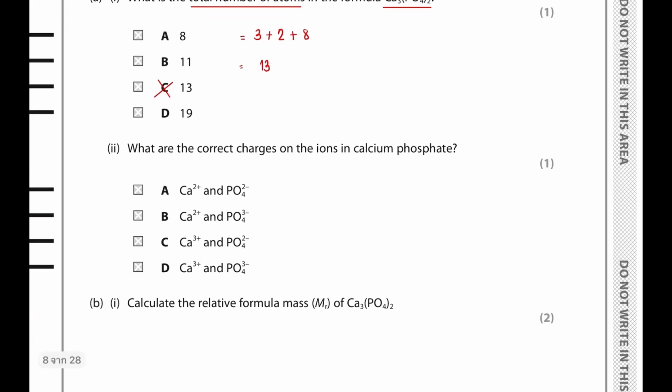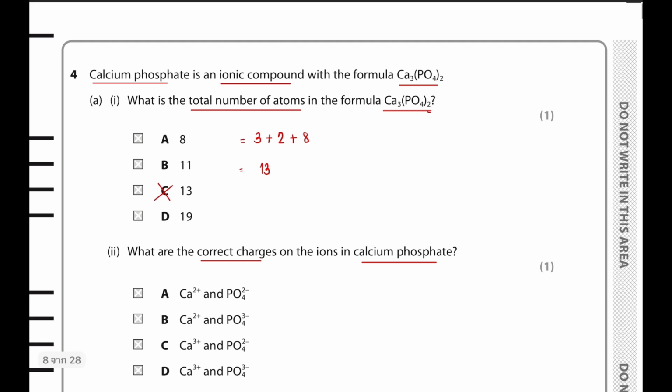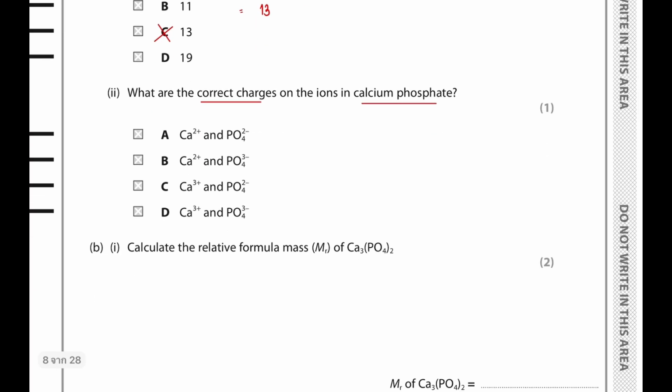Question ii. What are the correct charges on the ions of calcium phosphate? So I will move this 2 back to the calcium and I will move this 3 back to the phosphate. So the charge will be calcium with 2 positive and phosphate with 3 negative. So the answer will be option B.